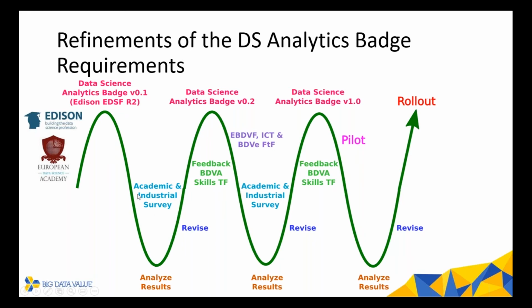And then what we did was two rounds of academia surveying of universities and corporations based upon those requirements to get some feedback. So we surveyed, analyzed results, revised, then presented the results to the BDVA Skills Task Force, got their feedback and agreed upon a new version. Did some public presenting of that work in places like the ICT and in other meetings to get more feedback. Did another round of surveying, another round of revisions, another round of feedback, and then we ended up with the version 1.0 of the requirements, which we piloted.